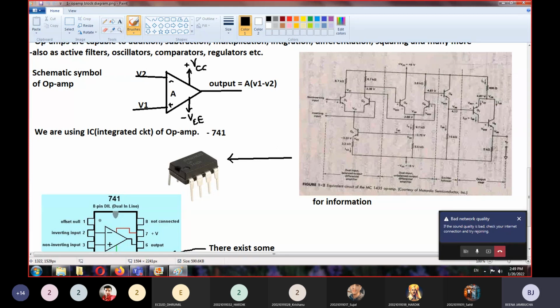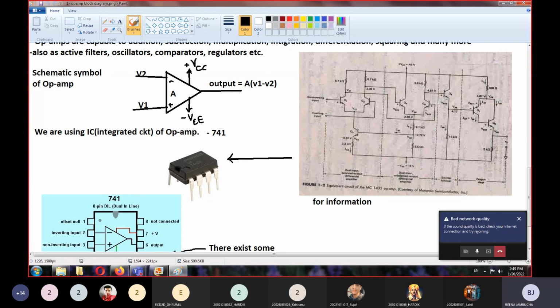This output is provided to the emitter follower, the third stage, and the output of the third stage is again given to the push-pull amplifier. The output of the push-pull amplifier will be the output of your operational amplifier. So it is the basic MC1435 op-amp.